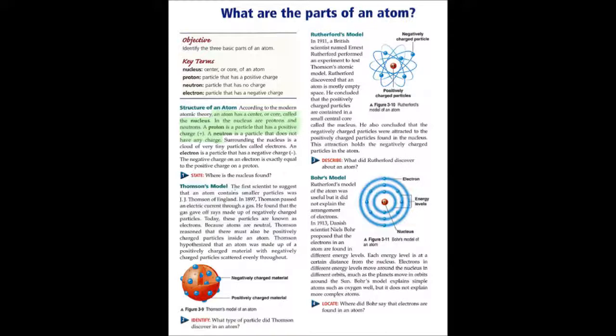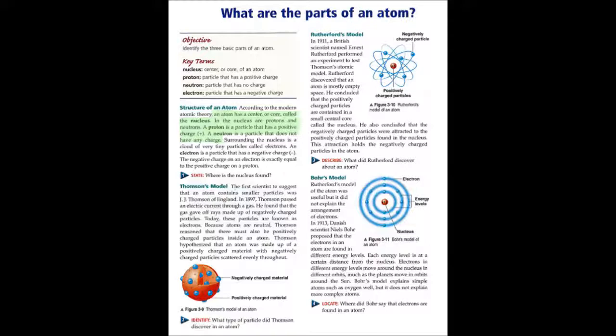Structure of an atom. According to the modern atomic theory, the atom has a center or core called the nucleus. In the nucleus are protons and neutrons. A proton is a particle that has a positive charge. A neutron is a particle that does not have any charge. Surrounding the nucleus is a cloud of very tiny particles called electrons. An electron is a particle that has a negative charge. The negative charge in an electron is exactly equal to the positive charge on a proton. State: where is the nucleus found?